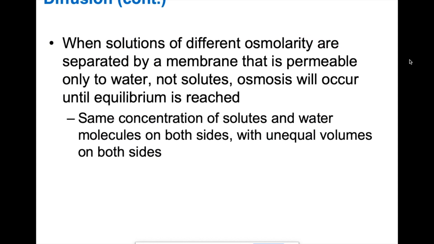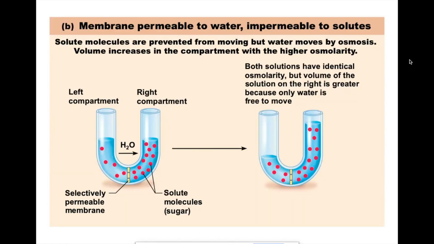So when solutions of different osmolarity are separated by a membrane that is permeable only to water and not to the solutes, this is only dealing with osmosis. So osmosis is going to occur until we reach an equilibrium. So this is going to look a little bit different because our solutes are not moving this time around. So here we see an influx of water that's moving from the left to the right.